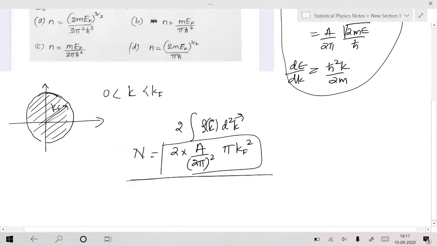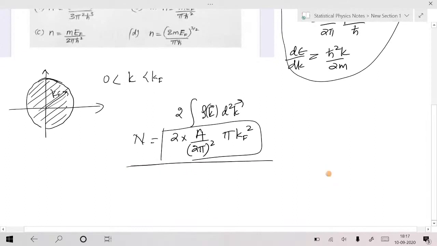This is a very good technique. Are you getting this idea? Anyone who hasn't got this idea, tell me. I'm going to explain it again. I think I explained this one in class.